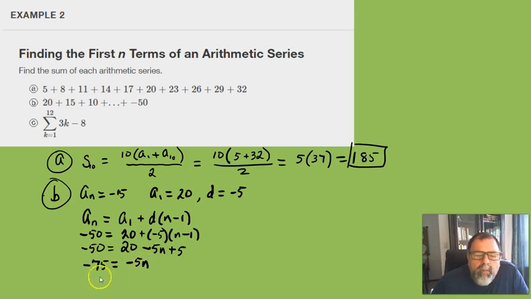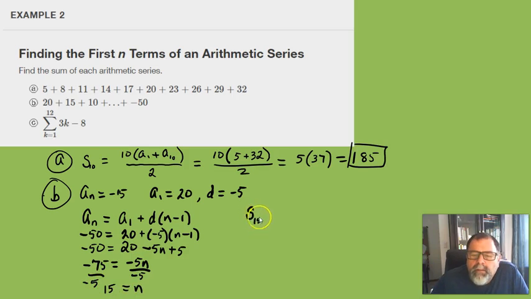Hopefully that wasn't too much skipping steps there. So 20 plus 5 is 25. And then I just subtracted 25 from both sides. And then divided by negative 5. So n is 15. Okay, so now we know it's 15.